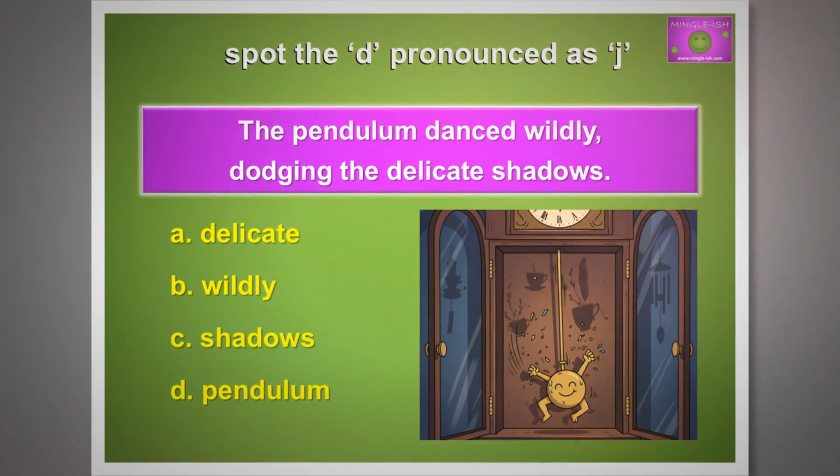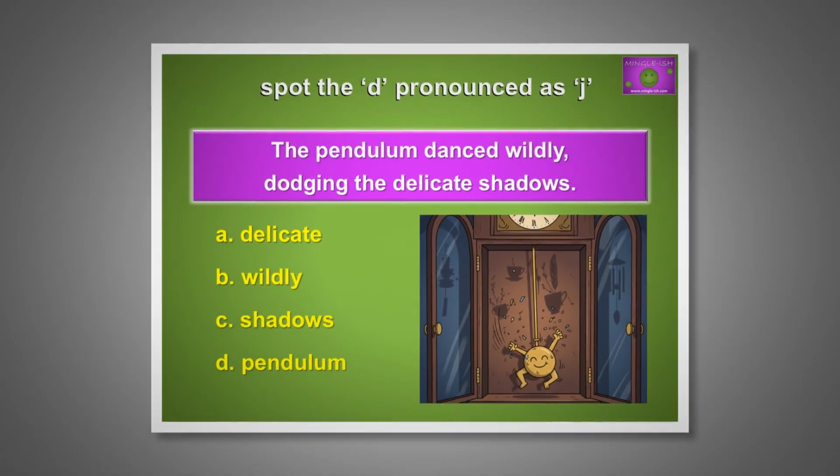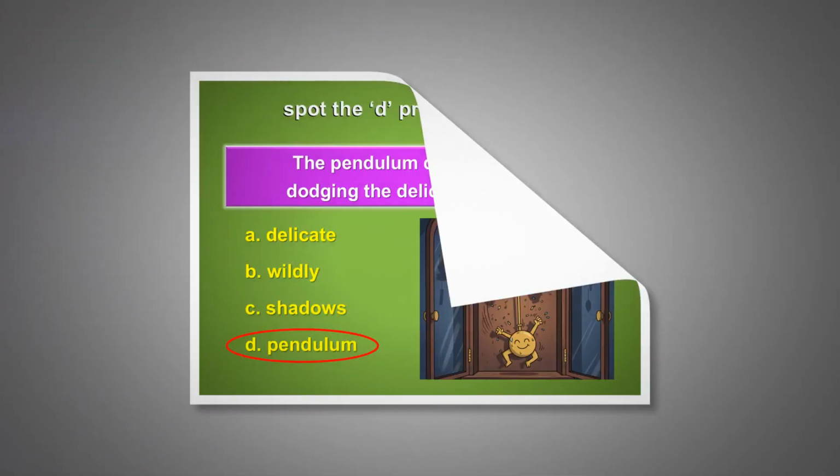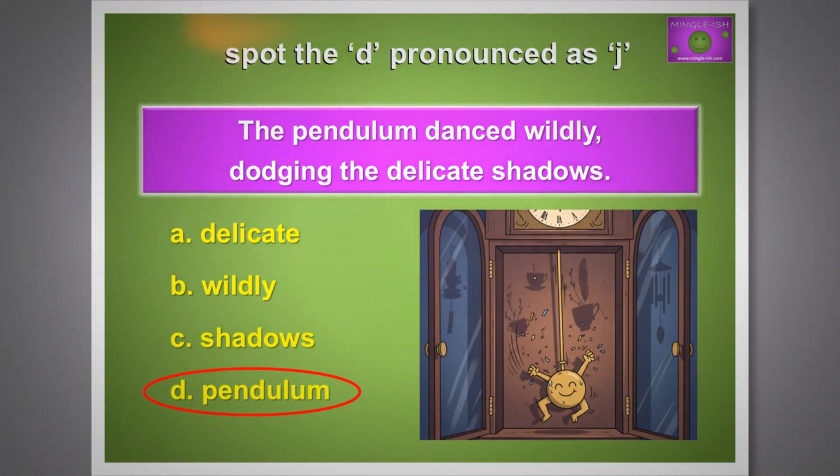And finally, the pendulum danced wildly, dodging the delicate shadows. Is it A, delicate, B, wildly, C, shadows, or D, pendulum? The correct answer is D, pendulum.